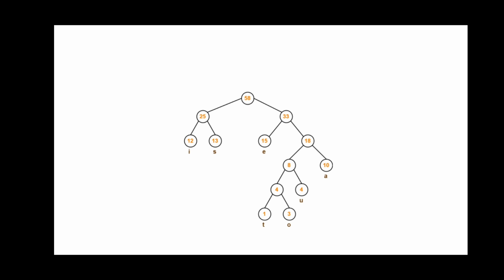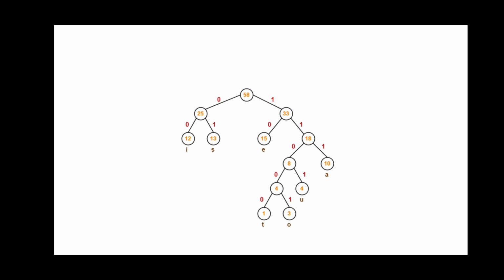We can see that there are no characters or nodes which are not included in the tree. Now we complete our algorithm, and in the next step we assign values to the left subtree and the right subtree. Considering 58 as the root node, we assign the left side of that tree the value 0 and the right side 1. Further, we consider 25 as the root node and assign the values 0 and 1 to its left and right subtrees respectively. In this way we assign values to the complete tree.